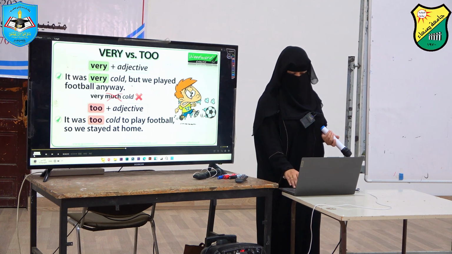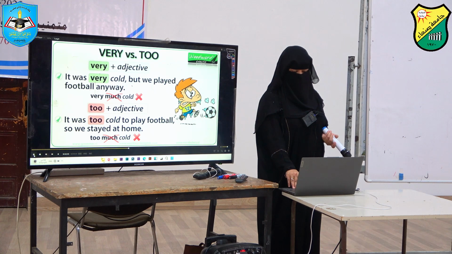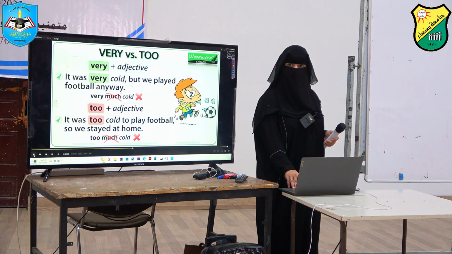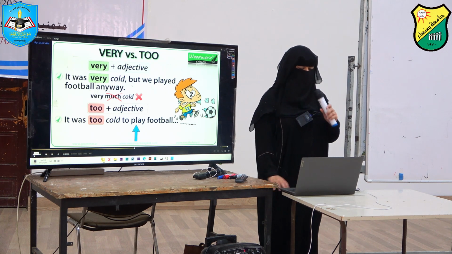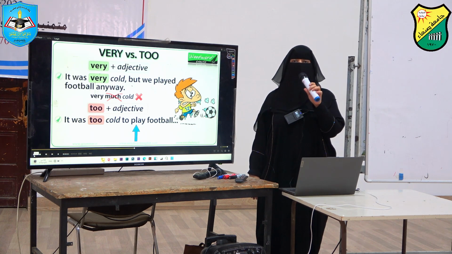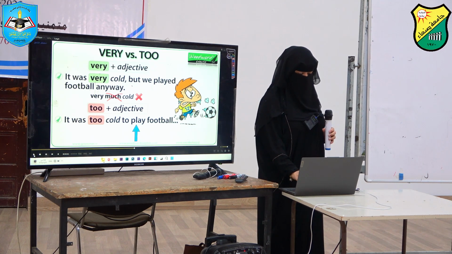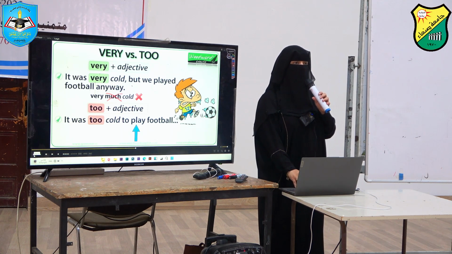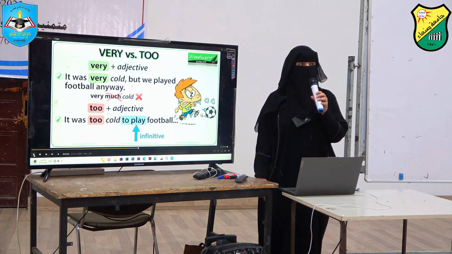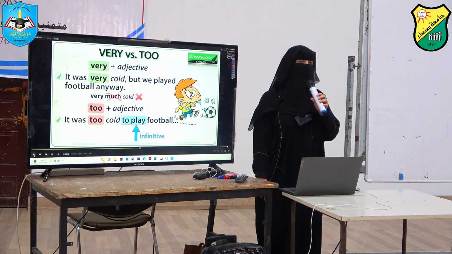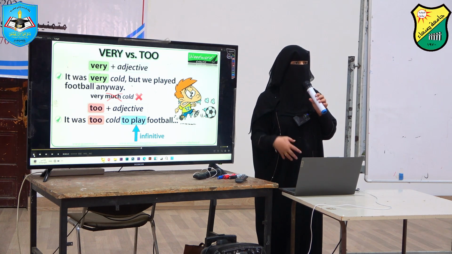We do not say it was very much cold or too much cold. No, these are not correct. We will see more about too much. So it's the same meaning as very. Yeah, it has a positive meaning. Yes. I can say so cold. Yeah, it's correct. So hot, so heavy. It means very. It has the same meaning.